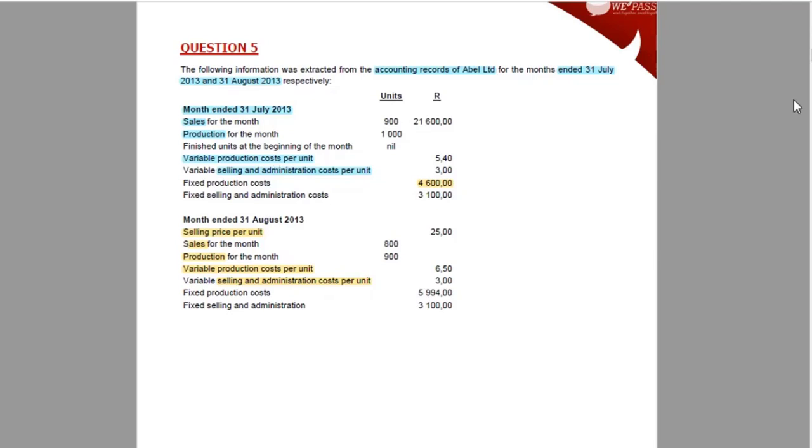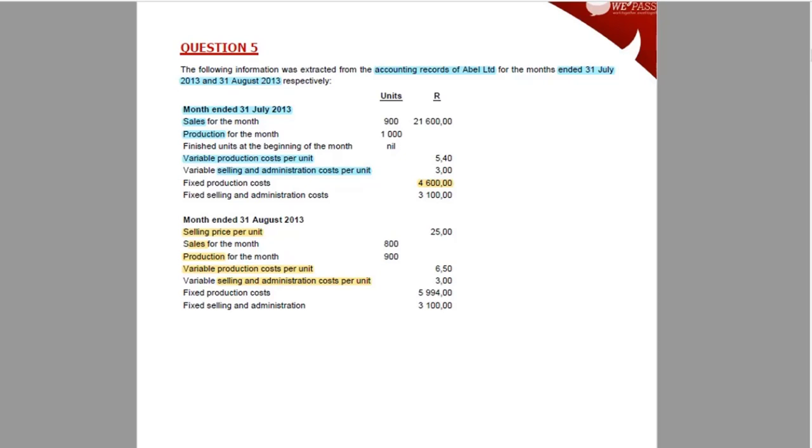So now I need the total cost. So it's the variable production cost. I now need to add the fixed because we are under absorption costing. So they gave it to me. It's 4.6. So do you see the 10,000? Yes, ma'am, I see it now.